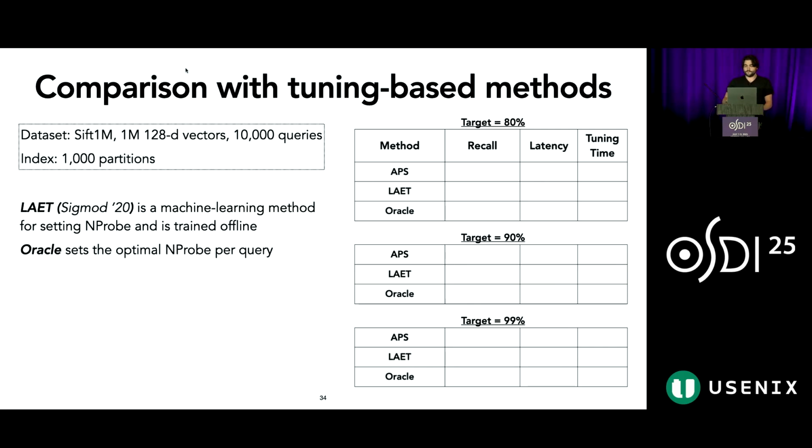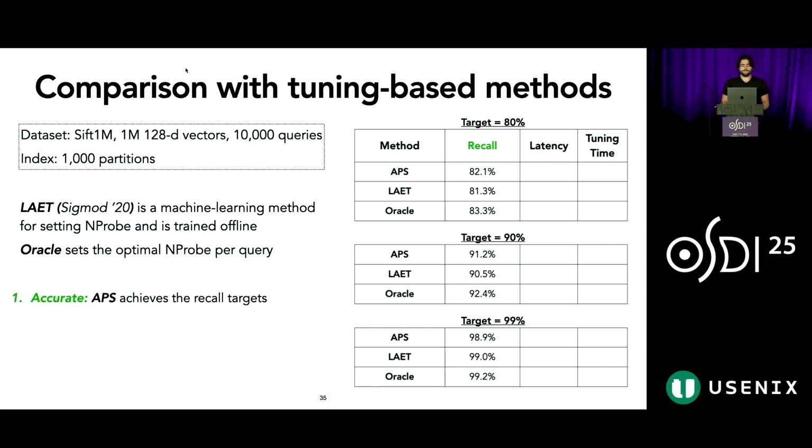What you're looking at here is APS versus two baselines. One is LAET, which is a machine learning-based method for setting nprobe, which was published in SIGMOD 2020, and Oracle, which finds the optimal nprobe for each query. We're going to be comparing these two baselines against APS with three different recall targets, 80%, 90%, and 99%, and we're looking at the recall, latency, and tuning time.